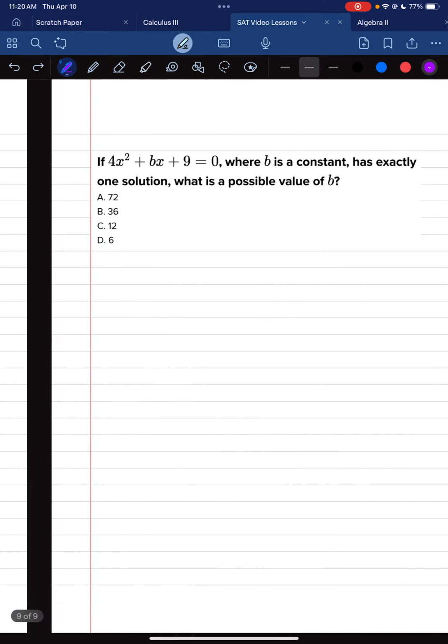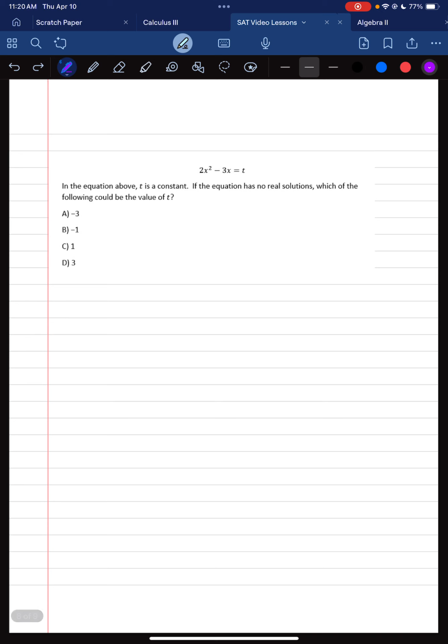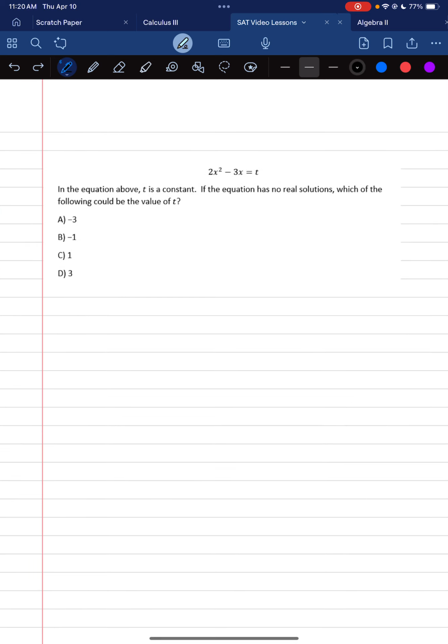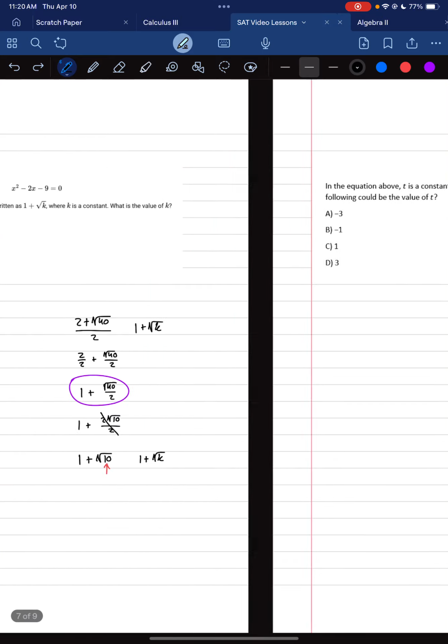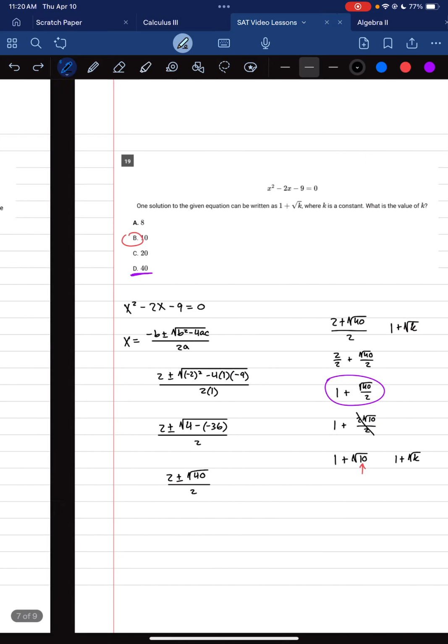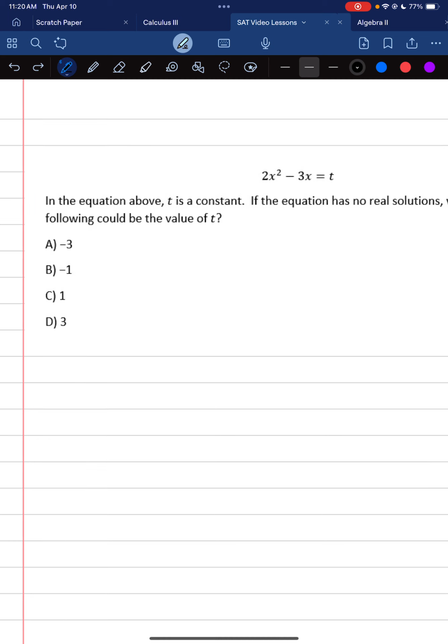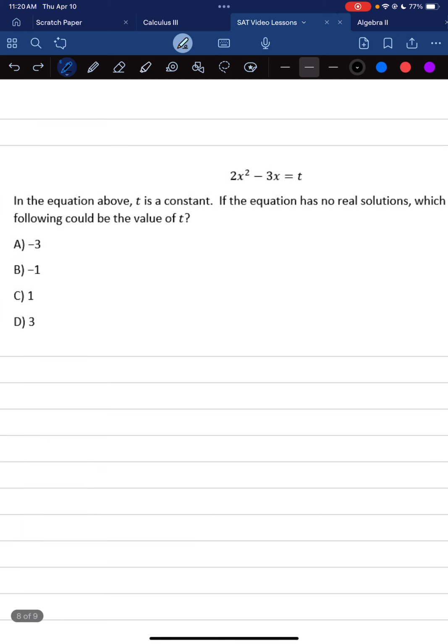Let's look at 2 more problems. This one says, in the equation above, t is a constant. If the equation has no real solutions, which of the following could be the value of t? Again, this is almost exactly like the first one that we did. We're presented with a quadratic equation, and we're told that it has no real solution. So remember, that means that its discriminant is going to be negative.